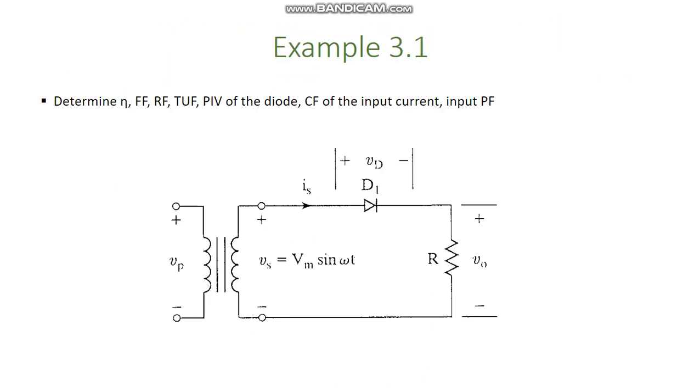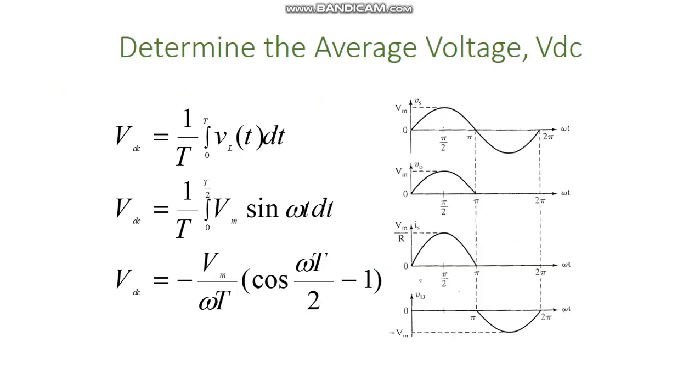Next, we are going to discuss an example in which we have to determine all the factors that we have previously discussed. So we have this transformer and a rectifier circuit here. A diode D1 is connected, and a load R across which the voltage is V0. The first is to determine the average voltage VDC.